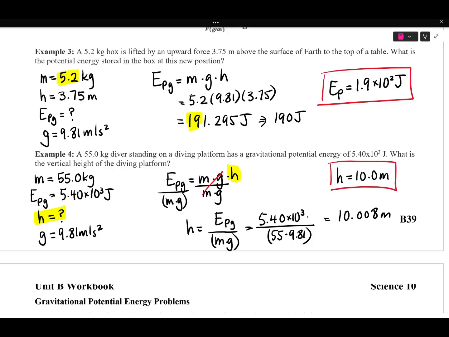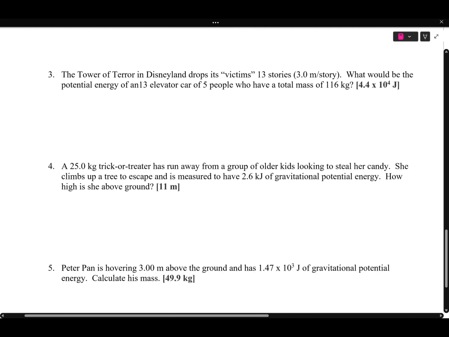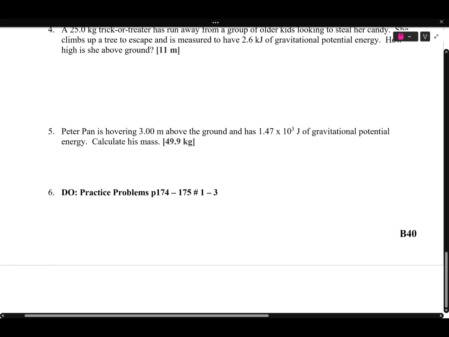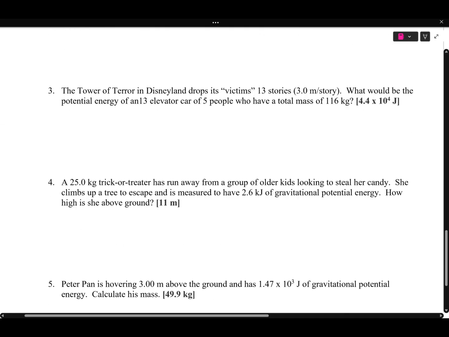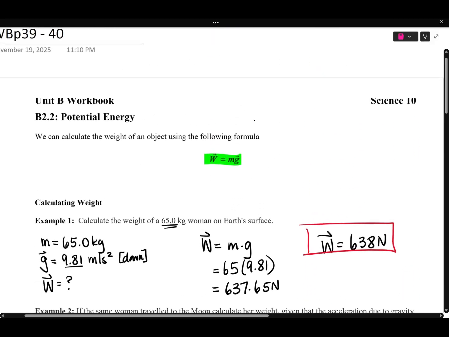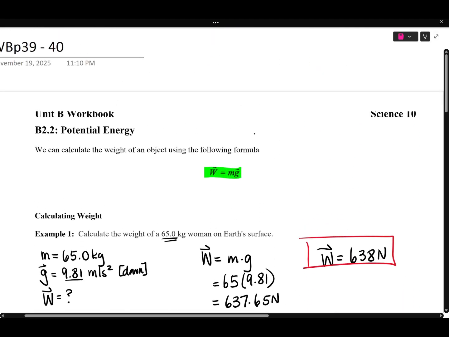Okay, so we're going to stop the video here, and we're going to take a few minutes and try and do as many of the problems on page B40. And then in a little bit we'll come back and we'll talk about our other form of energy, which is kinetic.